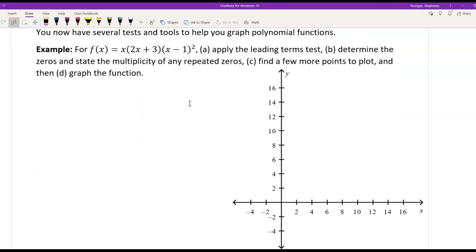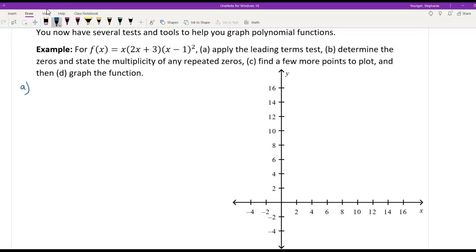So now we have one last example. We're going to try and take as much as we have learned and apply it to this one example. So it says, for f of x equals x times the quantity 2x plus 3 times the quantity x minus 1 squared, apply the leading terms test. So A, leading terms test.